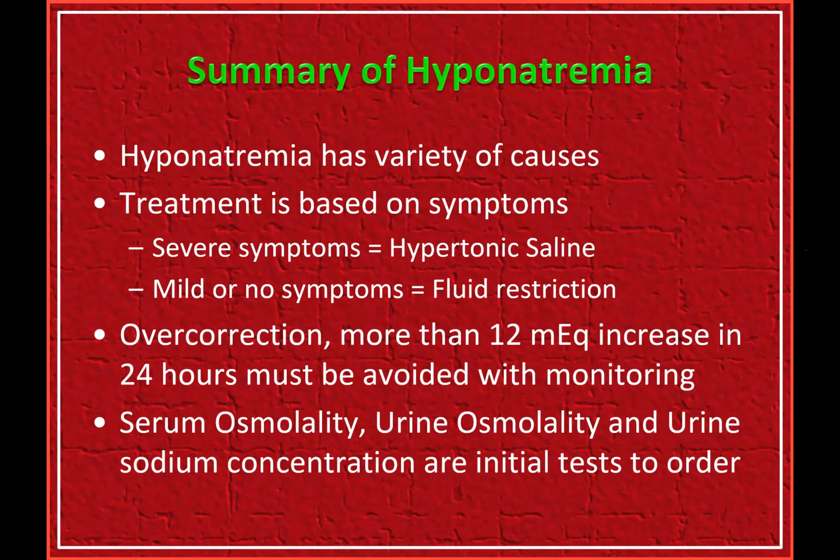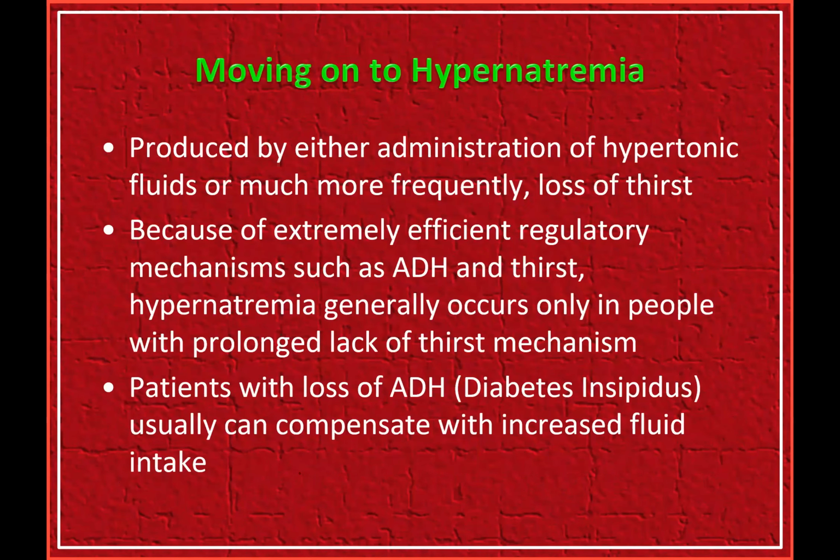depending on the volume. Based on the severity of the symptoms, use hypertonic saline. Mild or no symptoms, fluid restriction. Overcorrection, more than 12 milliequivalents increase in 24 hours, can cause CPM. What are the tests I require? Serum osmolality, urine osmolality, urine sodium, and of course serum sodium are the important tests.